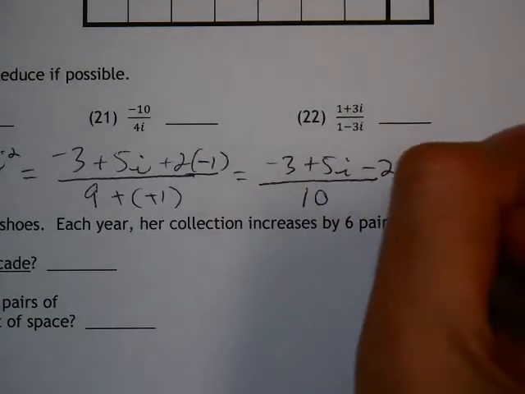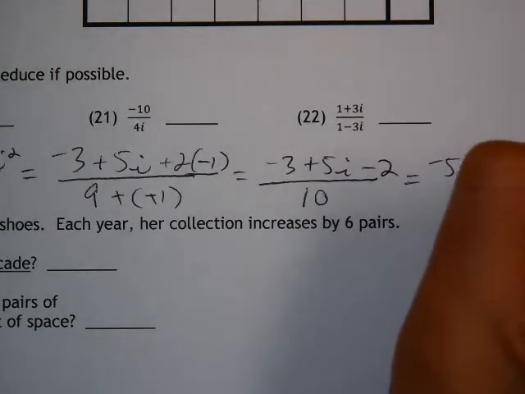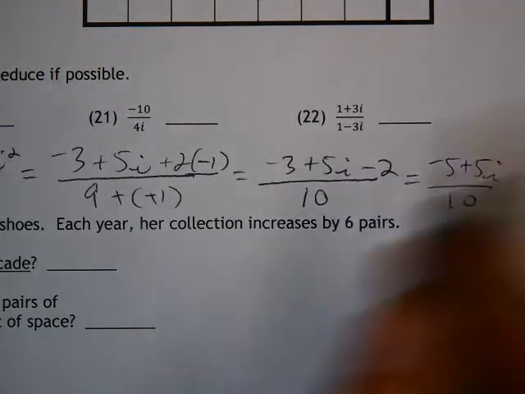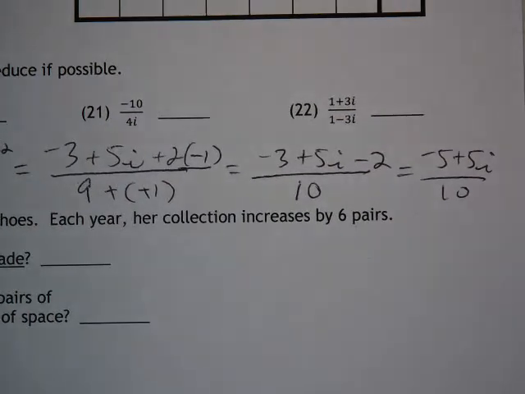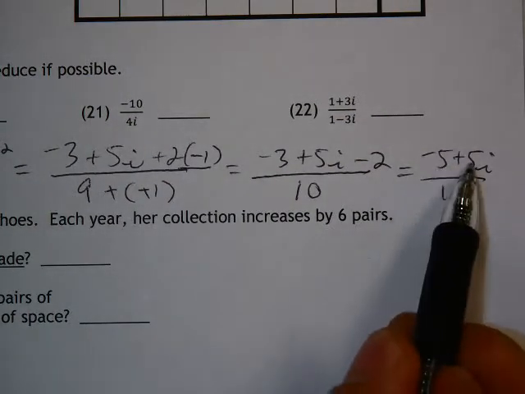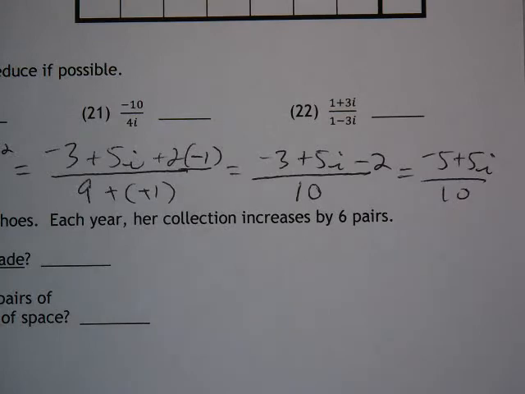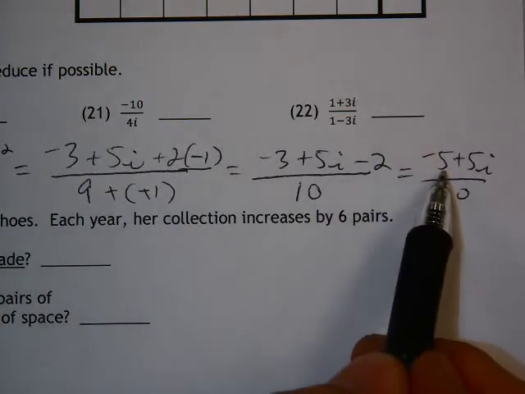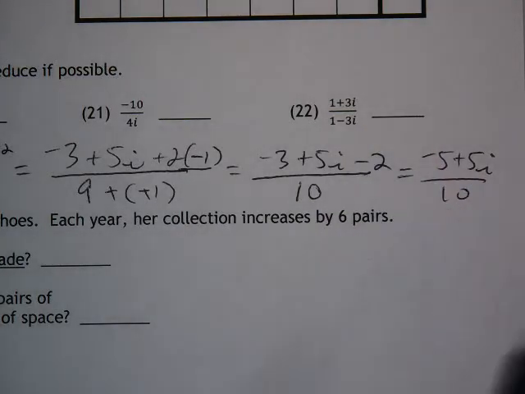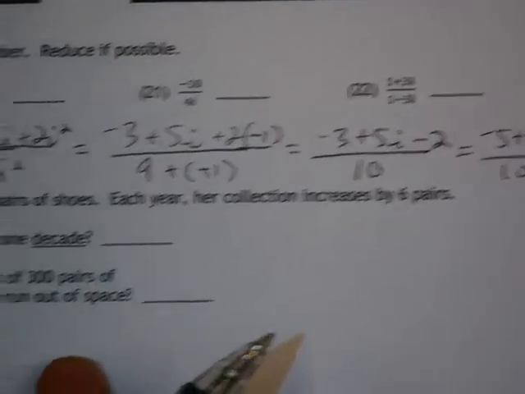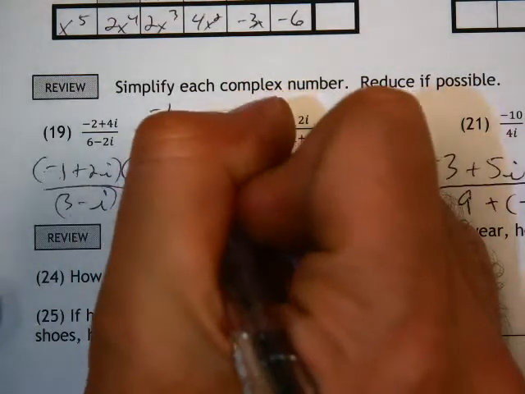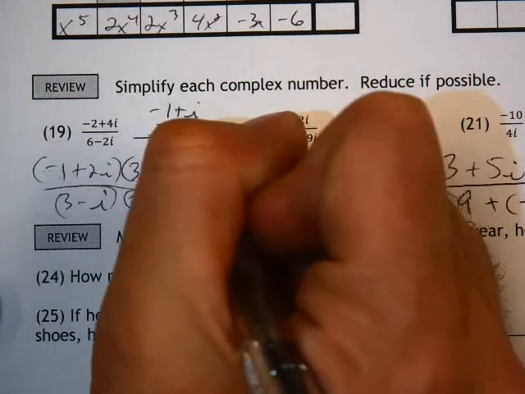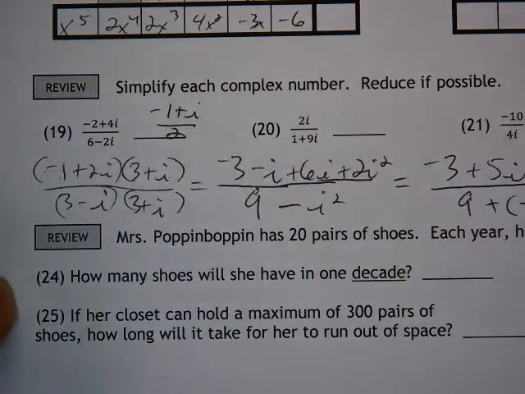Combine terms again. Negative 5 plus 5i over 10. I'm combining negative 3 and negative 2. And the very last thing, since 5 can go into everything, I'm going to reduce one more time. 5 divides into both of these once. 5 divides into 10 twice. So my final answer after all that work, negative 1 plus i over 2.